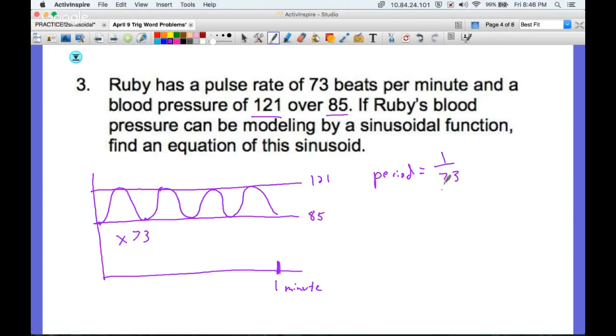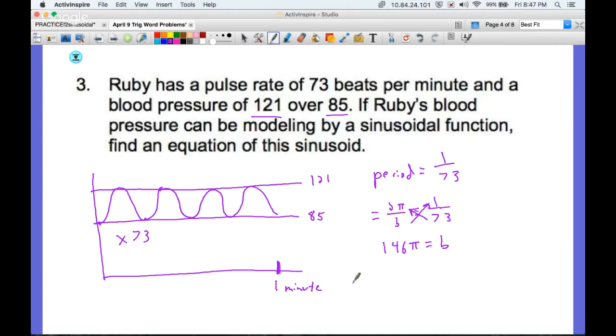So I've got the period. I can now solve for B because I know that period is equal to 2 pi divided by B. So set that equal to 1 over 73. I'm going to cross multiply here, and I'll get 146 pi equals B. So now I've got B.